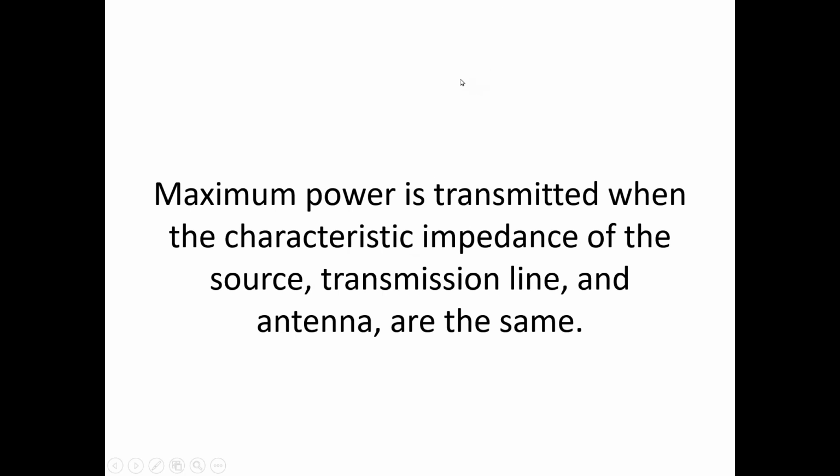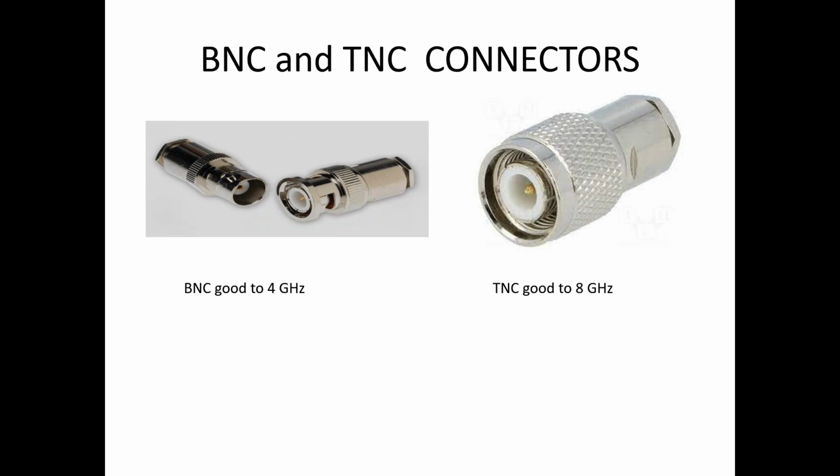Maximum power from your transmitter to the antenna will be obtained when everything in the characteristic impedance is the same. So your transmitter is putting out 50 ohms, your cable is handling 50 ohms, your antenna is designed for 50 ohms. So let's move into the connectors now.